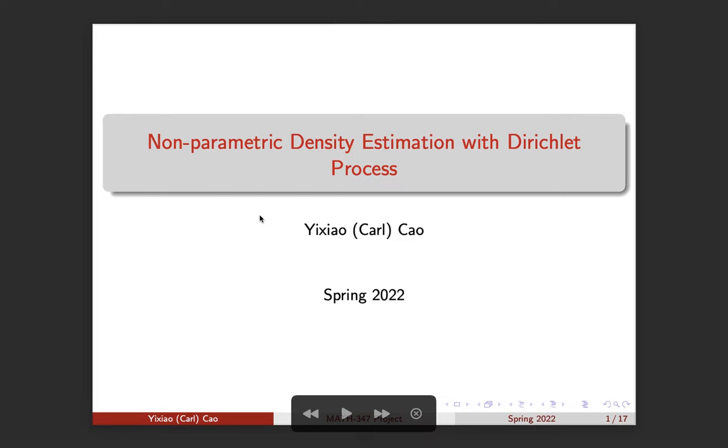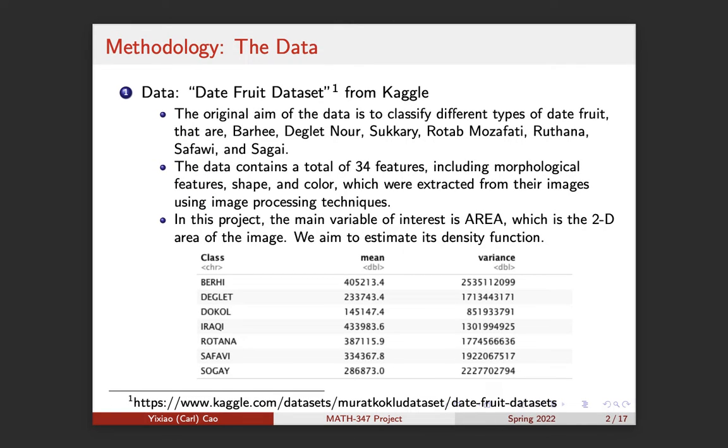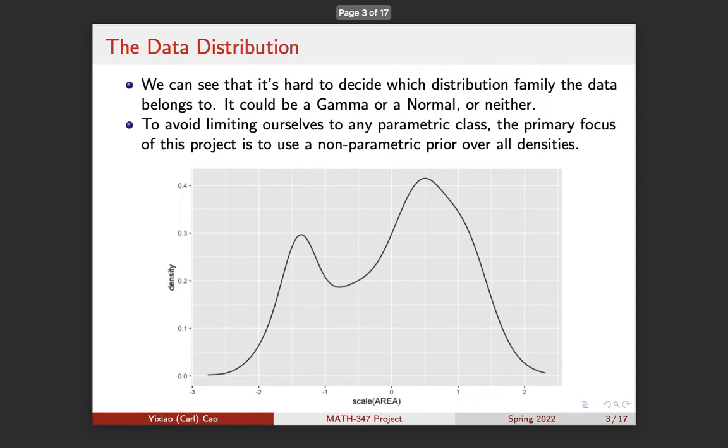So my project is on non-parametric density estimation with the Dirichlet process. And the data that I use is called a date fruit dataset. We're only interested in one variable, which is called area. That is the 2D area of an image, and we're interested in estimating its density function. So we plot it, and it looks like this weird and fancy shape.